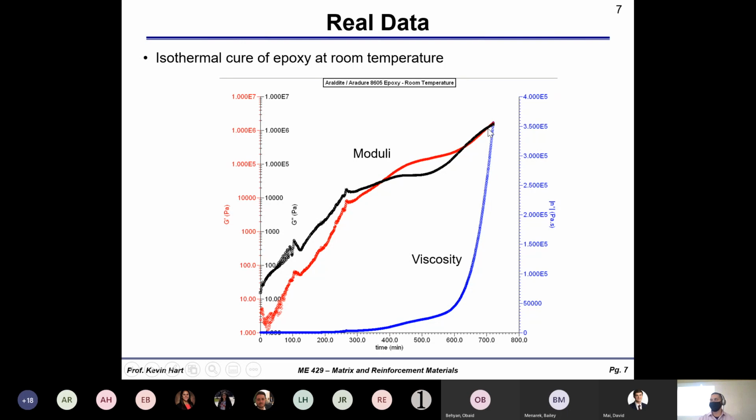So this actual real-life data was taken with this particular epoxy resin system, Araldite Aradur 8605, my favorite type, okay? And this was done at room temperature, all right? So you can see the stiffness evolution of this over time and how that goes. And you can also see how the viscosity evolves and shoots up to infinity as we let this progress at room temperature.